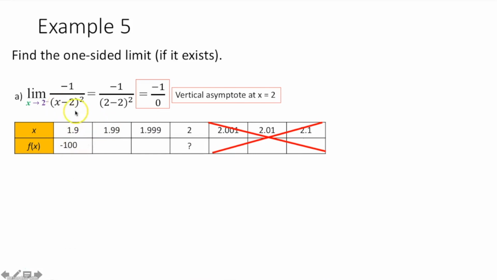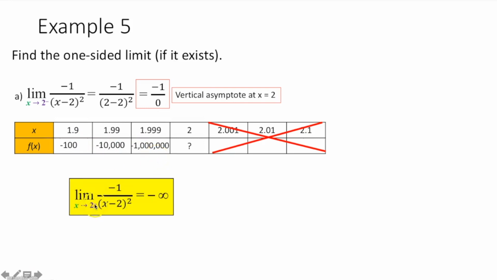Take 1.99, plug it in for x in our function, get the y value that goes with that, and take 1.999, plug it in for x in our function, and get the y value that goes with that. And you can see, as we get closer and closer to 2 from the left, our y values get more and more negative, exponentially more negative. Therefore, the limit as x approaches 2 from the left of our given function has to equal negative infinity.